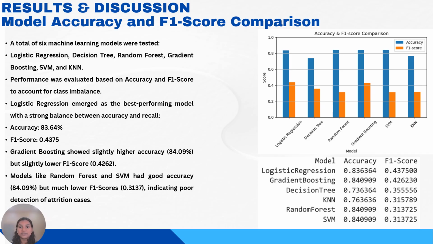KNN and decision tree performed moderately with lower F1 scores, indicating they were less effective at handling the class imbalance. As shown in the bar chart, while accuracy looks high across most models, the F1 scores give us better insight into how well each model truly predicts attrition cases.